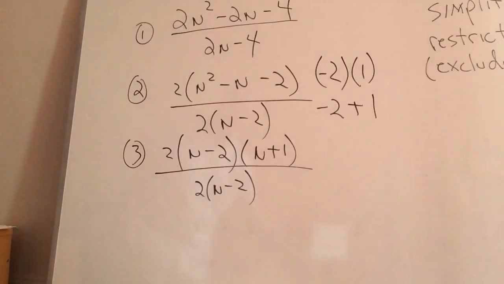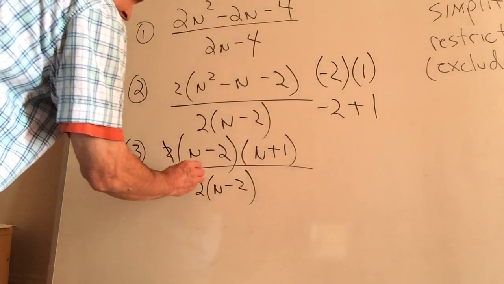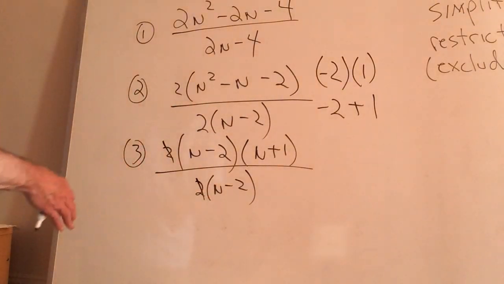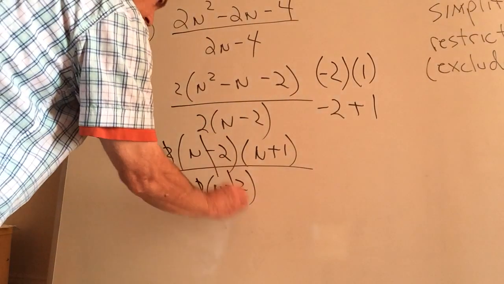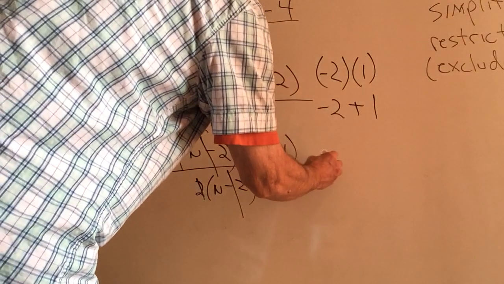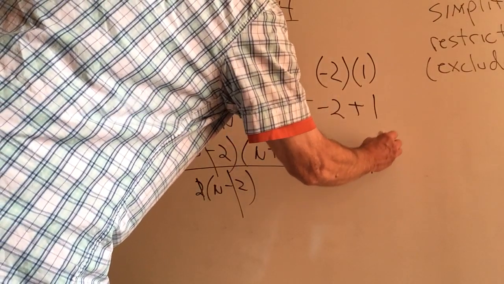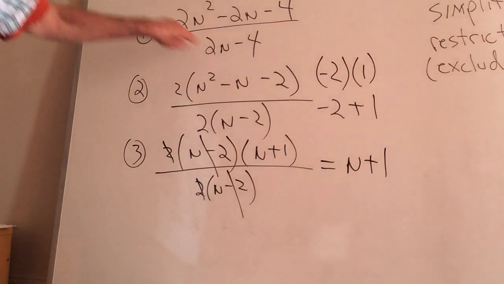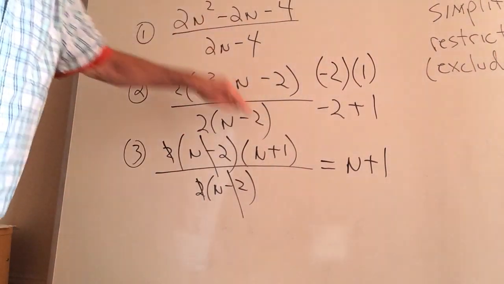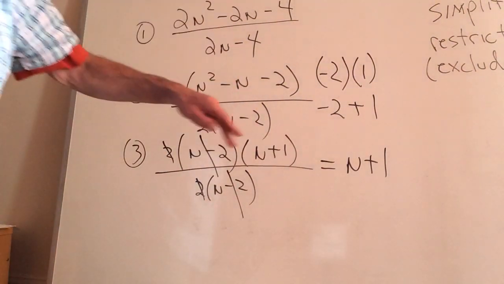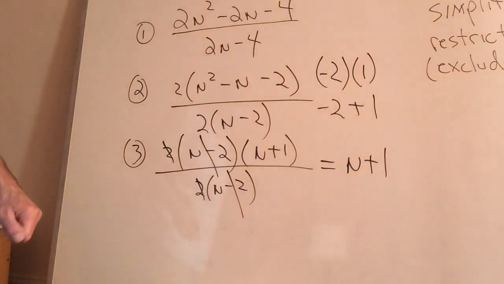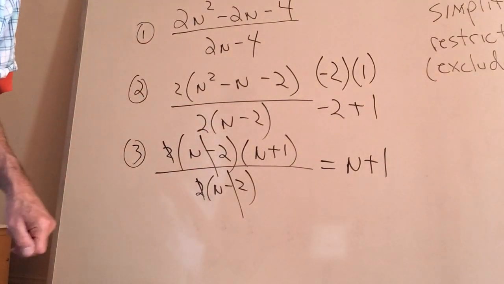And here we go with the ideas. This is the whole game they want you to play. The 2's cancel because they're separated out by themselves, and anything divided by itself cancels. And the simplified form of this is n plus 1. So this really means this. This simplifies to this, just like 6 over 8 simplified to 3 over 4. And that's the game they want you to play.